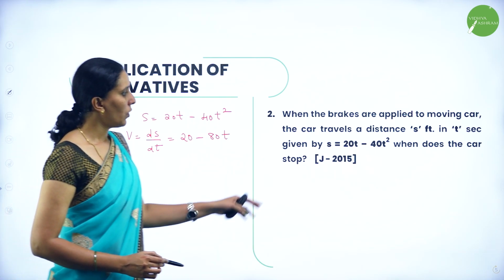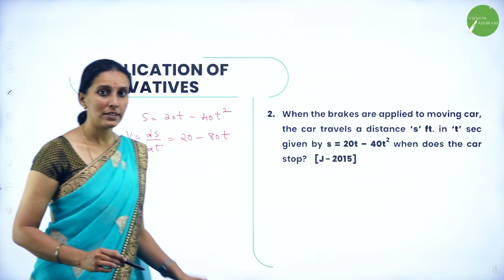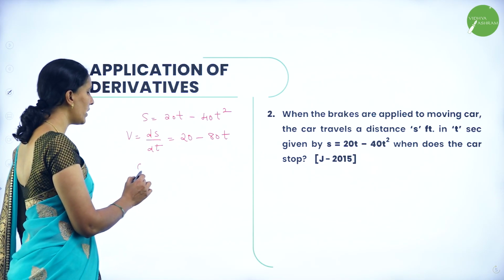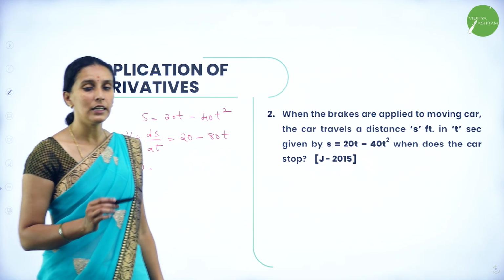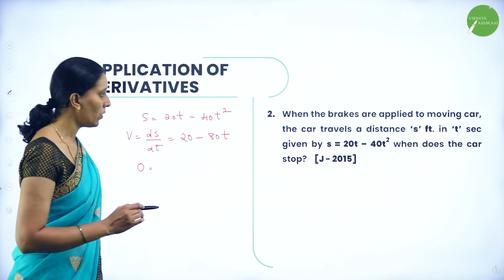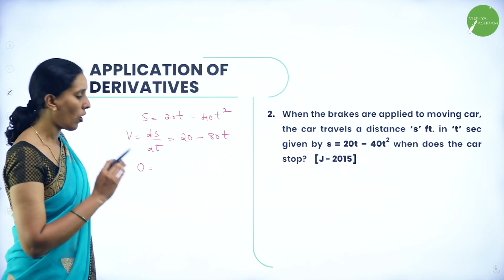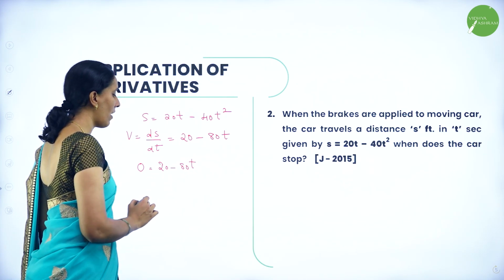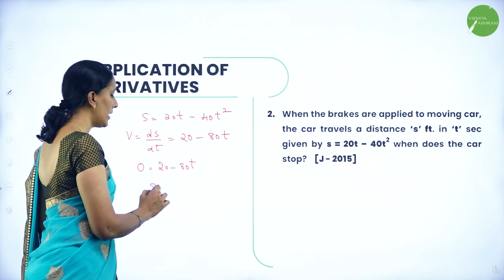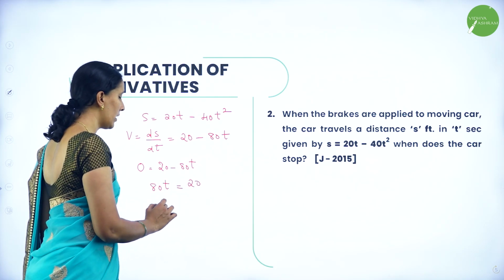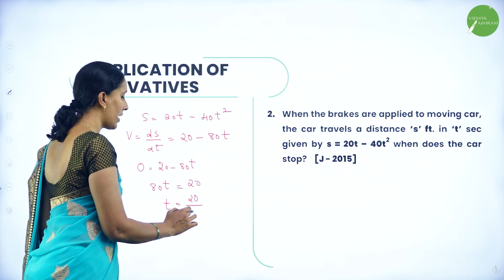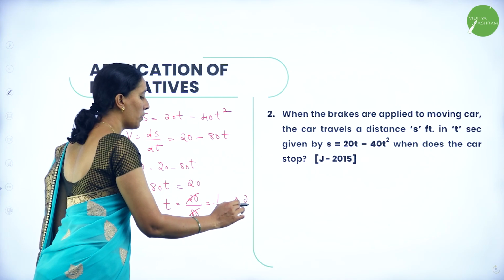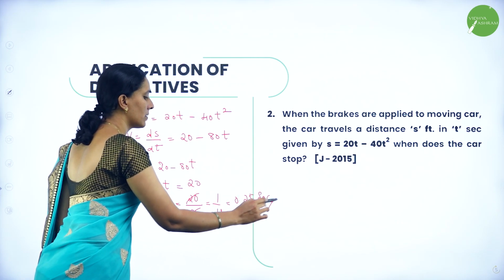Now, when does the car stop? Means we need to find out the time here. So, to find out the time, let me take v is equal to 0, because we always consider the final velocity as 0, because they are saying the car stops. Therefore, 20 minus 80t we have, or we can say 80t is equal to 20, t is equal to 20 by 80. So, which is 1 by 4, or we can take 0.25 seconds.